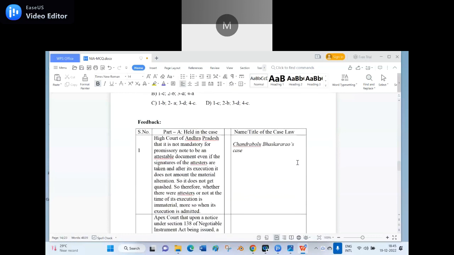And here the feedback is shown. High Court of Andhra Pradesh, Chandrabolu Bhaskar Rao versus case. At least by using your common sense, you can make it out. The reason is the name of the case law shows the state of the country, the state of the nation. Am I right? Suppose Chatterjee is there in the case law, it belongs to which state?